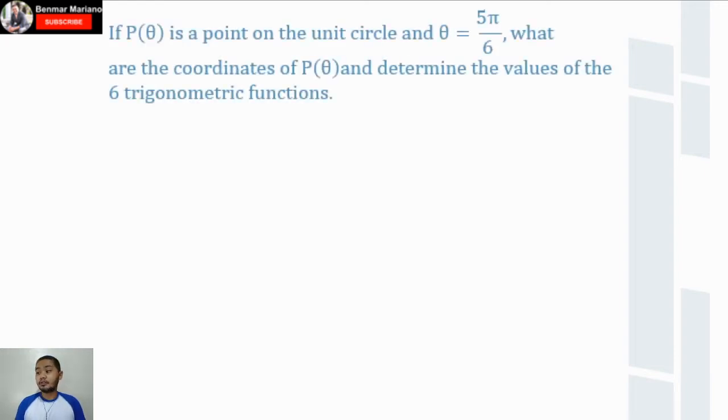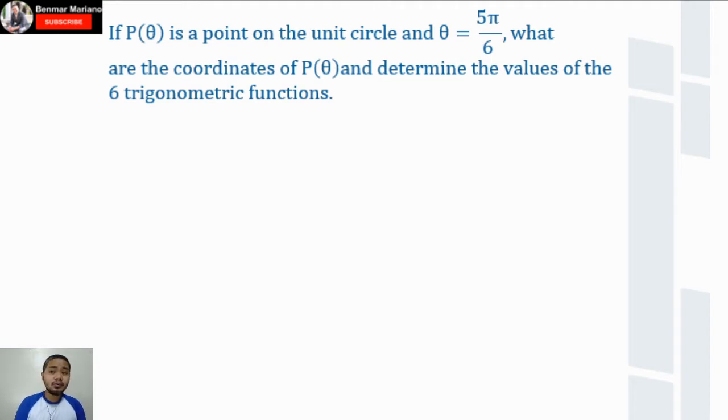I am Sir Ben and I am here to discuss word problems that involve circular functions on real numbers. Okay? So, let us start with the first one. We have here: if P of theta is a point on the circle and theta is 5 pi over 6, what are the coordinates of P of theta, and determine the values of the 6 trigonometric functions.